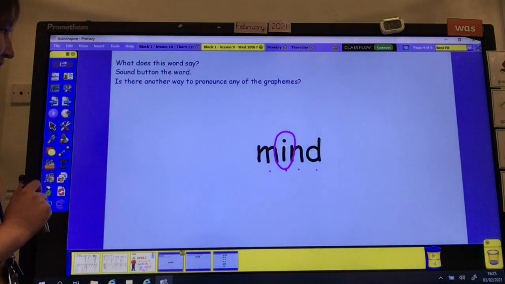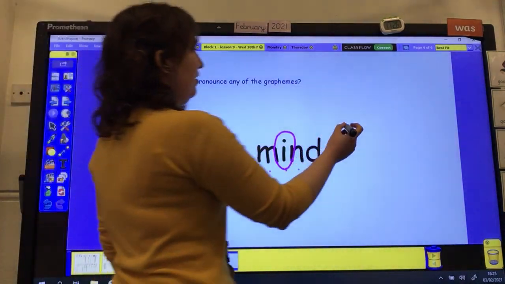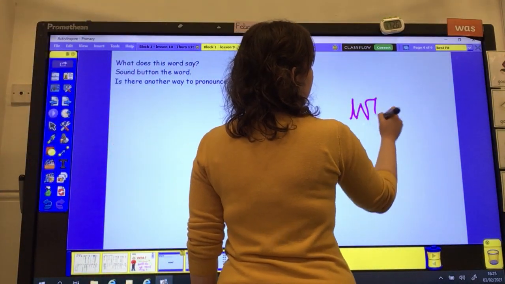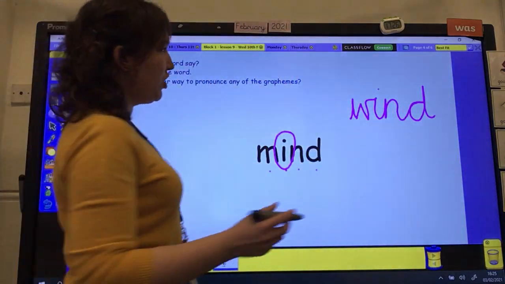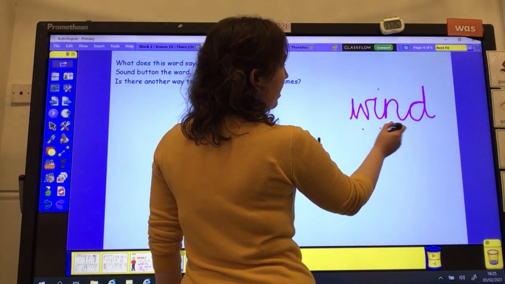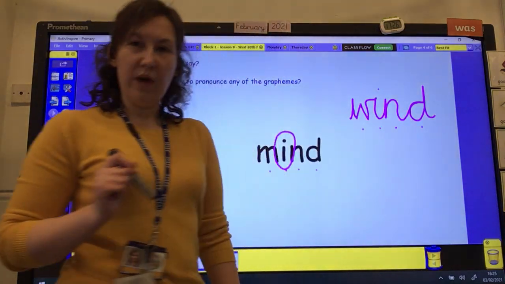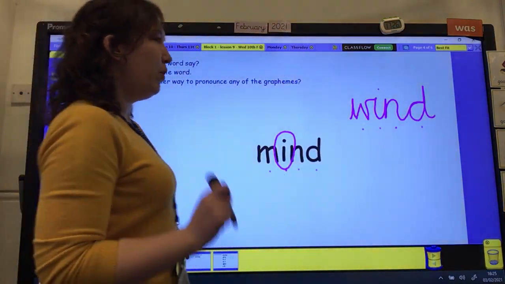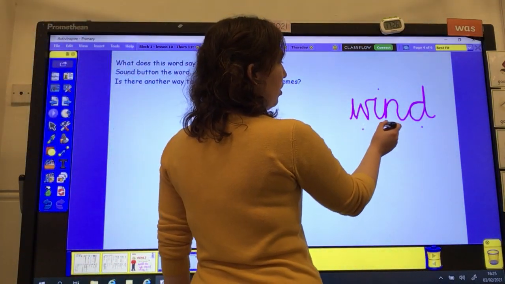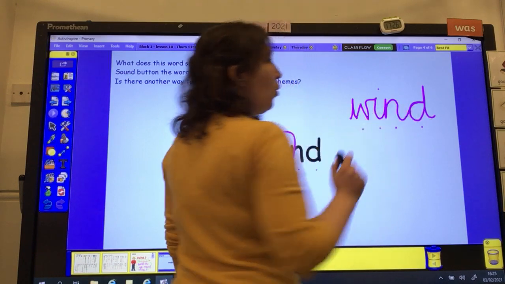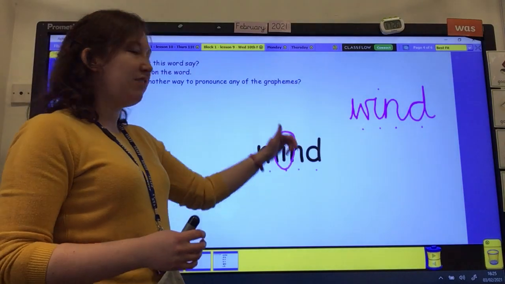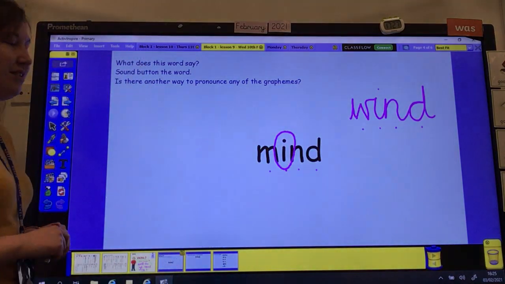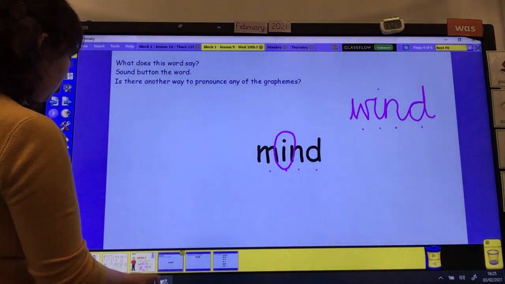sound. Because there are some words, such as this one here, where we could sound button it, wind, or we could say wind. It could be wind or it could be wind. So that's why it's really important we sound button and we sound out the words and try it both ways if we're not sure what it says.